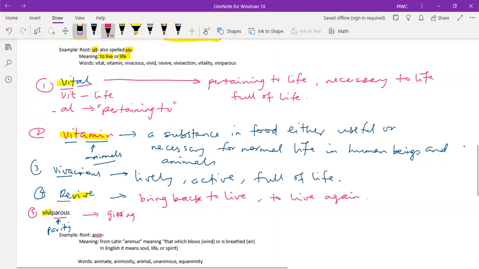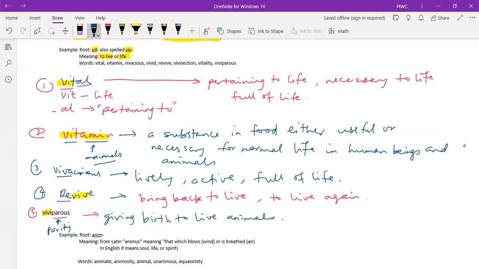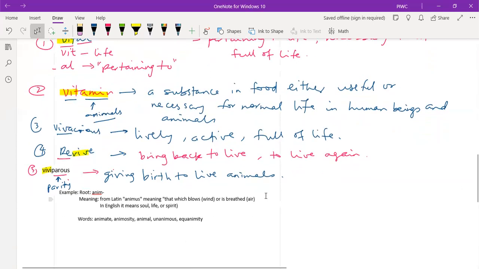Giving birth to live animals. For example, human beings, right? We give birth to life and we don't lay eggs. I give birth to live human beings. Dogs give birth to live dogs, puppies, cat, and so on. Okay, so they're viviparous. Okay, unlike birds that lay eggs, they have to hatch. That's different. Yeah, they are not viviparous. So I hope at least analyzing this helps in your understanding how root of words can be helpful.